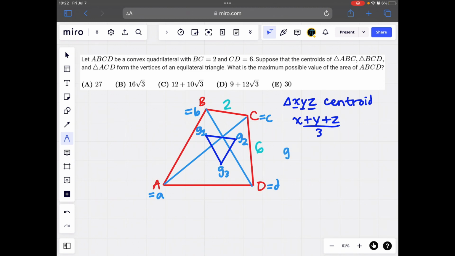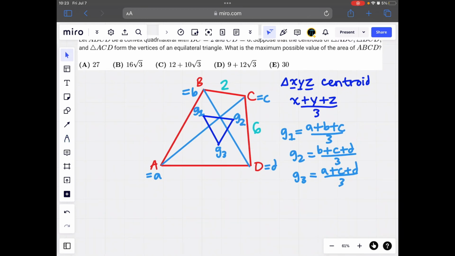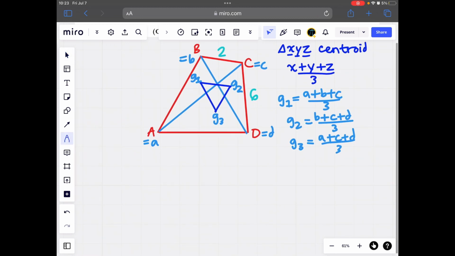Then we know that G1 is equal to A plus B plus C over 3. G2 equals B plus C plus D over 3. And G3 is equal to A plus C plus D over 3. Since this triangle is equilateral, the magnitudes of their pairwise differences are equal. So the magnitude of G1 minus G2 is equal to the magnitude of G2 minus G3, which is also equal to G3 minus G1. And G1 minus G2 is just A minus D over 3.